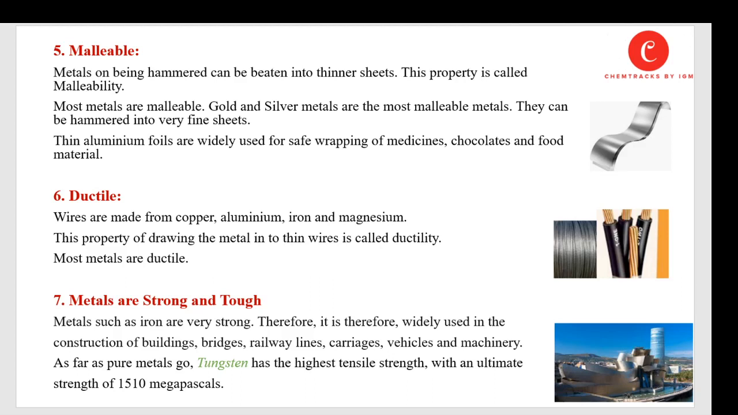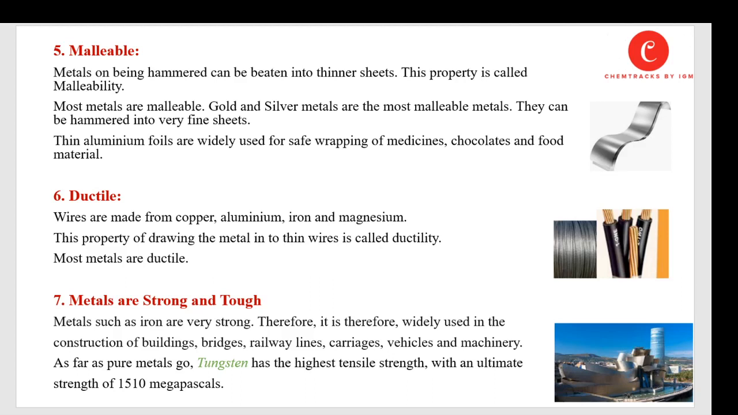Similarly, metals are ductile. Wires are made from copper, aluminium, iron, and magnesium. This property of drawing metals into thin wire is called ductility. Most metals are ductile, and the most common metal used to make wires or electrical wires is copper.